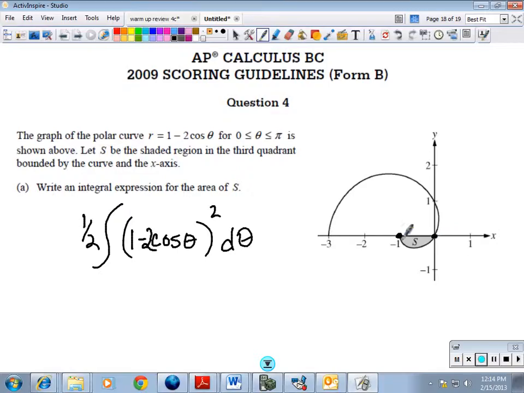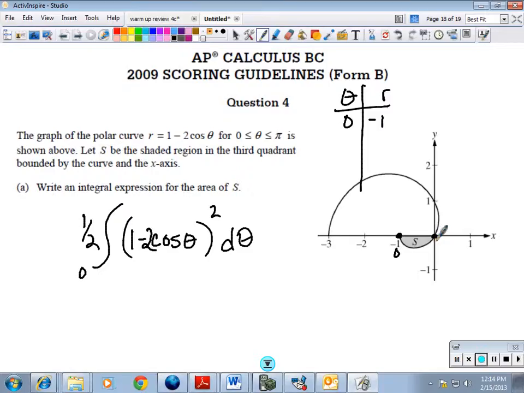So I need to know what these points are. Well, I think it starts at 0, but I'm not 100% sure. Either this is 0 and this is pi, or this is 0 and this is pi. So we need to know which way it goes. So just to do a quick theta r chart, I'm going to start with 0 and see what I get. 1 minus 2 cosine of 0. Well, 1 minus 2 times 1 is negative 1. So this is 0.